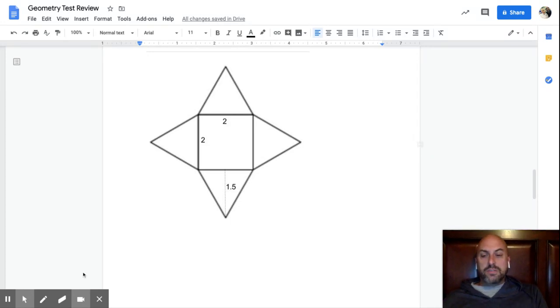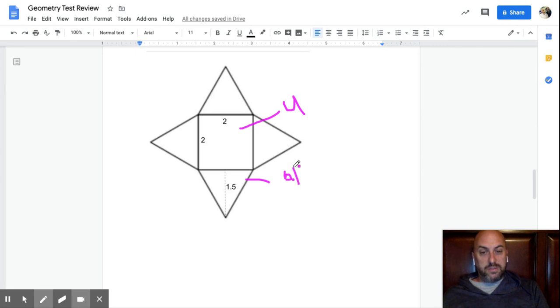Okay, so here I have a square and 4 triangles. Well, this square is length times width because rectangles and squares are length times width. So 2 times 2, 4. This triangle is base times height divided by 2, right? Not just some random thing. So I know the height is 1.5 because it gives me that.